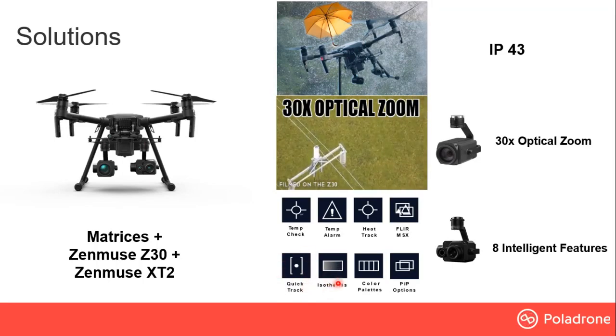Isotherms, this is pretty straightforward. For example, black signifies the hottest object, whereas white is the least hot object on the screen. Color palettes, you can play around. Let's say if you don't like red and blue, you can change to any other color that you like. And also the last one is PIP options, meaning picture-in-picture options, where you can put RGB and thermal camera side by side for a comparison kind of view.